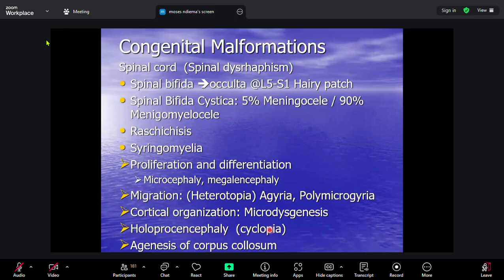And then agenesis of the corpus callosum. Corpus callosum connects the two hemispheres, and therefore you can have failure of development of the corpus callosum. The two hemispheres are not connected by commissural fibers.